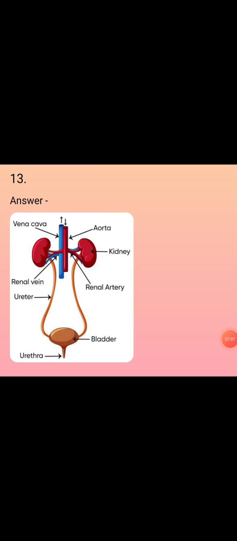As you can see on the screen, there is a diagram of the human excretory system where there is vena cava, aorta, renal vein, renal artery, kidneys, ureter, which is the long tube that connects the kidney and urinary bladder, and downside there is bladder and urethra.